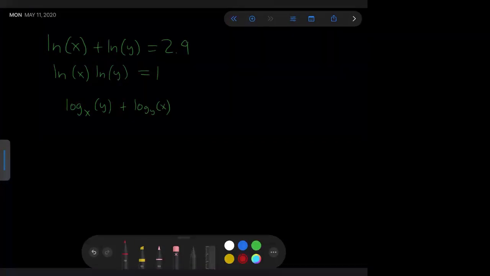So we first see ln of x, ln of y quite a bit, right? Let's get rid of that. Let's say that ln of x is equal to a. ln of y is equal to b. So a plus b is equal to 2.9. Pretty straightforward substitution. And ab equals 1. If you're confused, we just reworded the first two equations with our substitution. So that makes stuff a lot simpler for us, right?